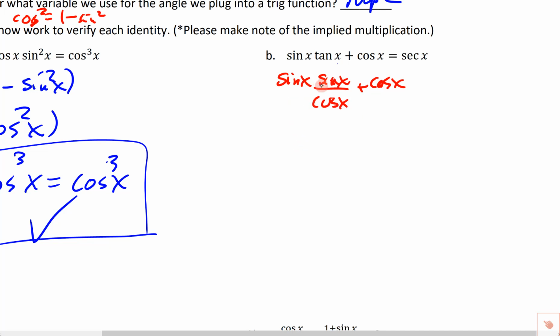So this is, take a good look at this, sine x times sine x, sine squared x over cosine x plus cosine x. Little bit of trig to change the tangent into sine over cosine. Algebra to multiply the two of those together and get it squared. Algebra and arithmetic coming up next.